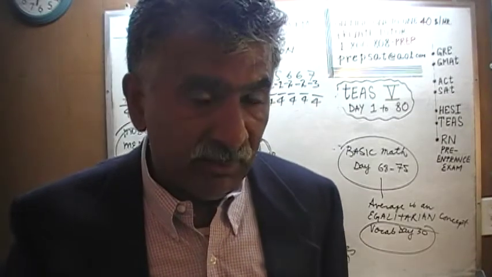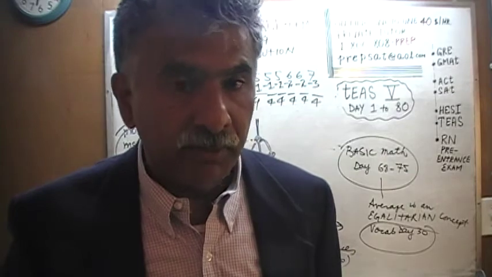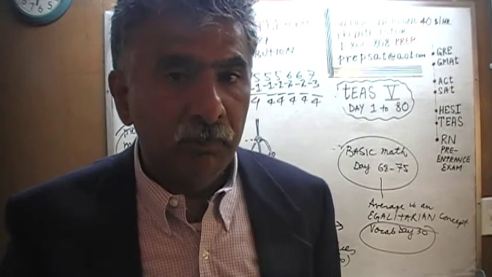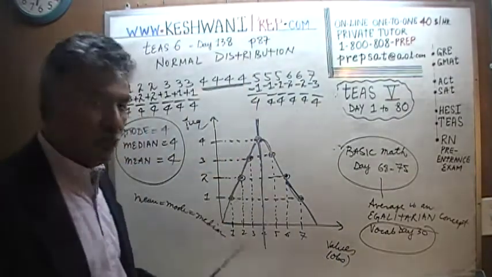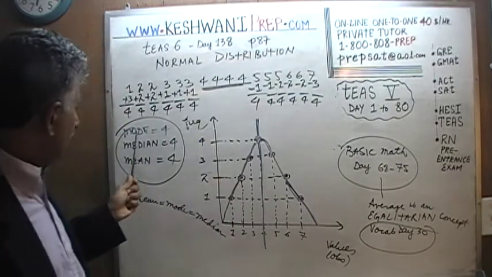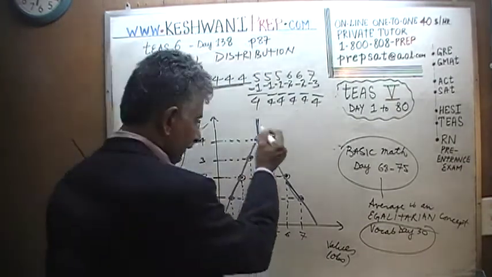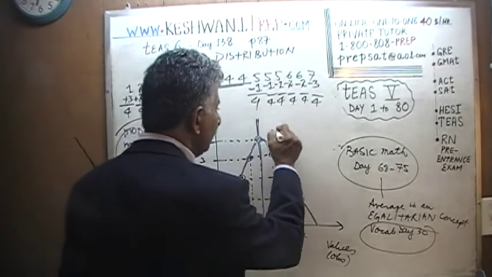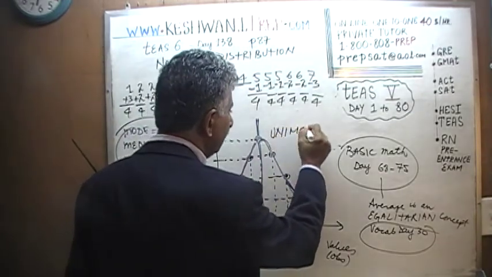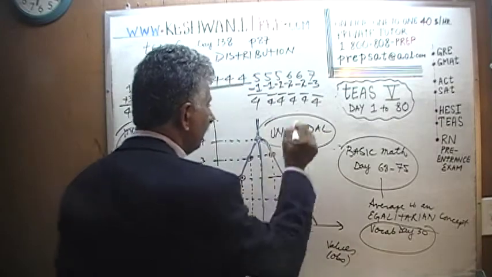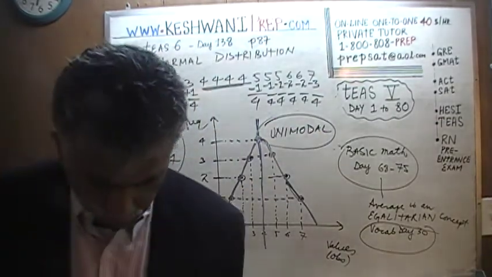That is not what we're dealing with here. Here we only have one value that appears most often, which is a 4. That's our mode. Our mode is 4. And since that's the only value that appears most often, this normal distribution is unimodal. It has only one mode.